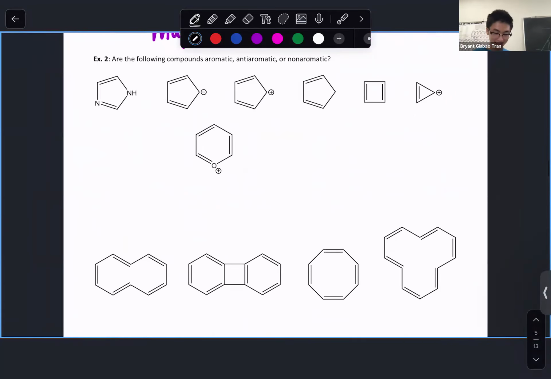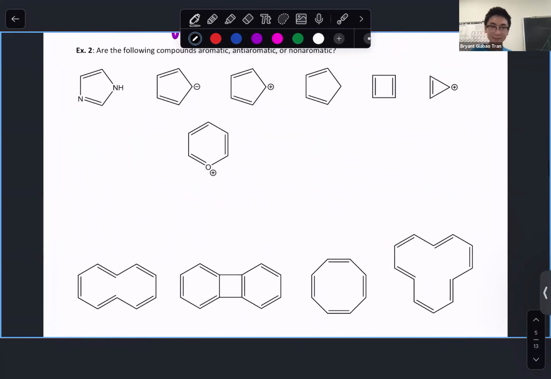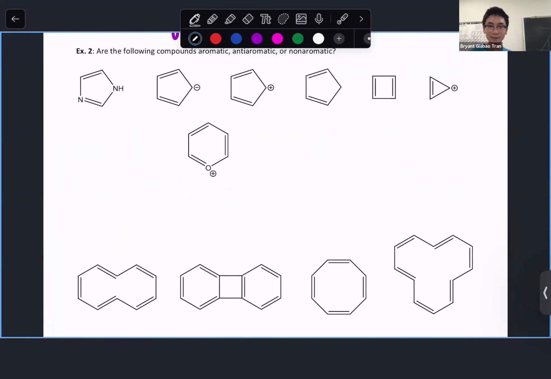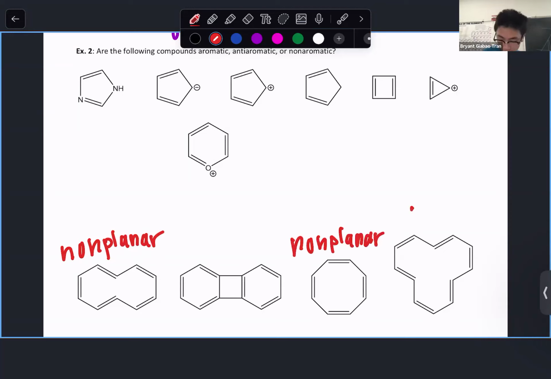Okay, let's try these examples here. For this class, she just gives examples where you have to assume that it's planar. You don't have to worry about non-planar things. So I'm just going to say the ones that are non-planar: this is non-planar, this is non-planar, and this is also non-planar. Everything else is planar, so don't worry about the planar condition. But the second one, the bottom, if you follow the rules, it's anti-aromatic.